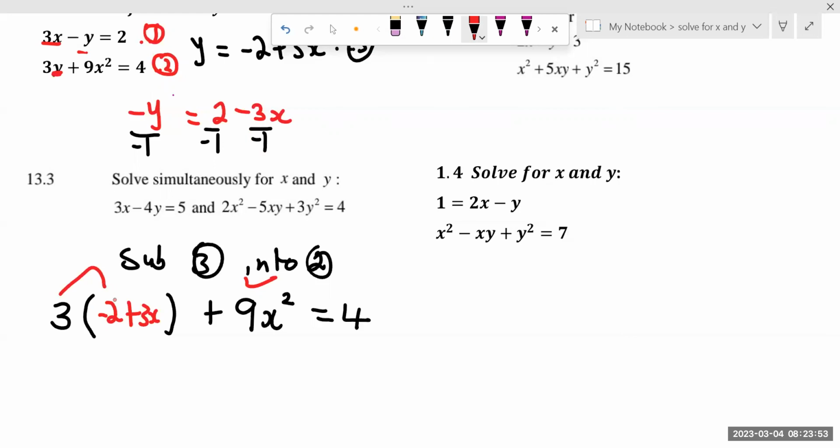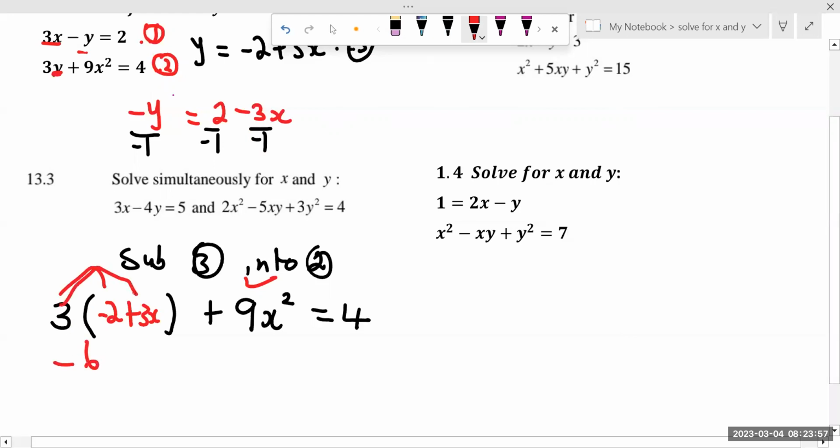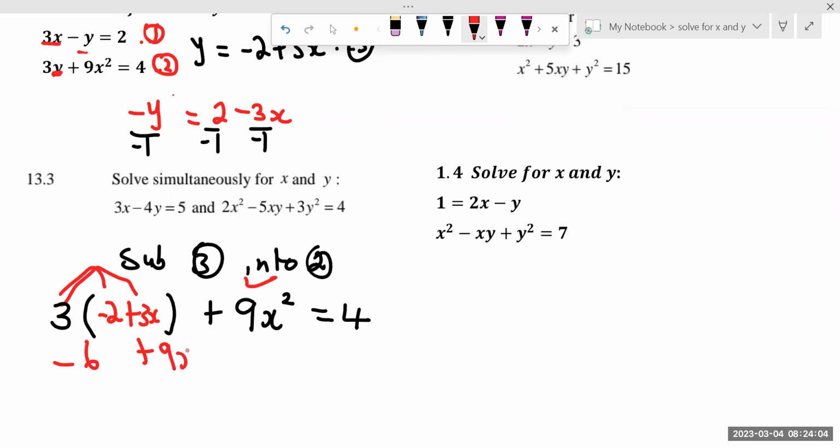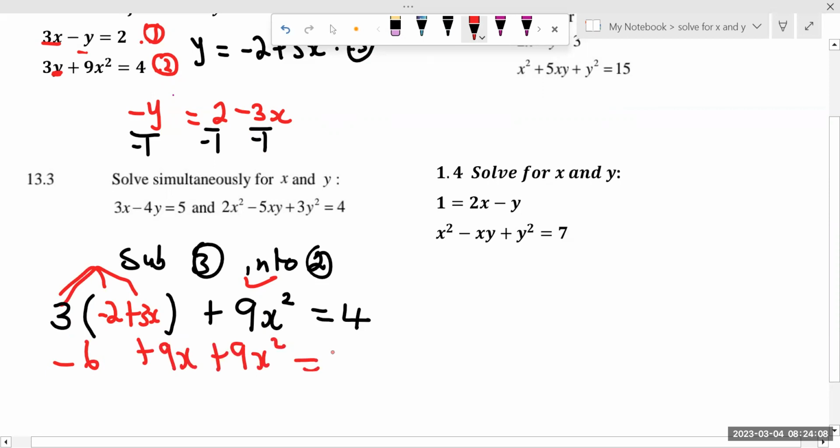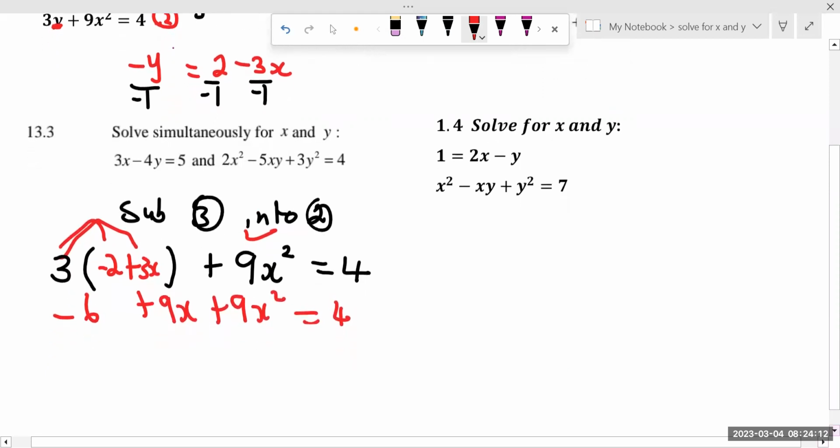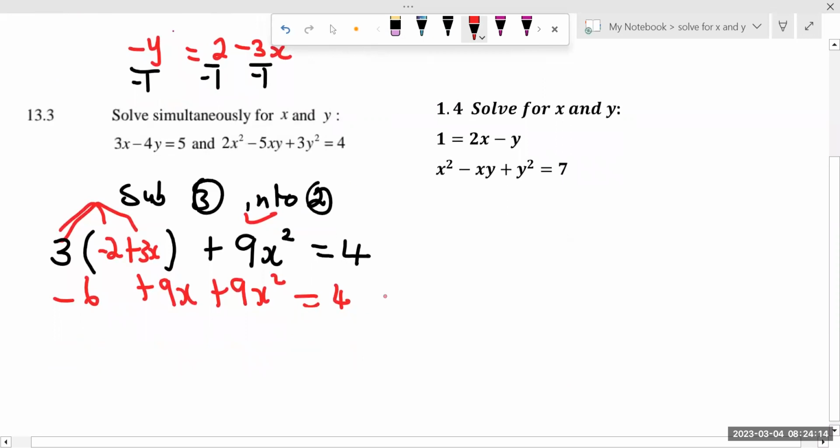So if we say this one multiplied by this one, we get -6. This one multiplied by this one, plus 9x plus 9x squared, which is going to be equal to what? 4. Okay, what can we do from here? So we're going to put it in a standard form. Okay? So if you put it in a standard form, you start with what?